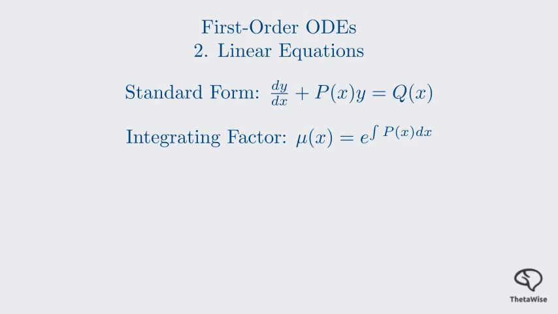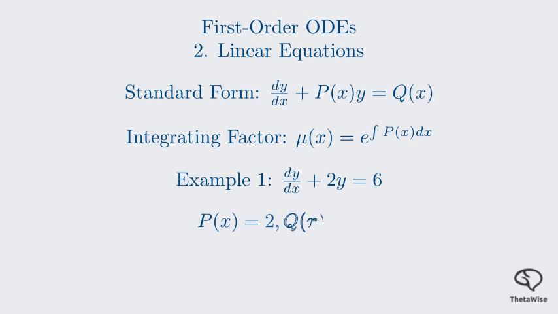Solve dy/dx plus 2y equals 6. First, we identify p of x and q of x. Here, p of x is 2 and q of x is 6. Now we find the integrating factor. Mu of x equals e to the integral of 2 dx, which is e to the 2x. We don't need a constant of integration here.